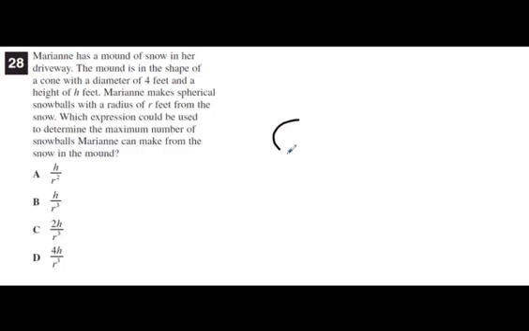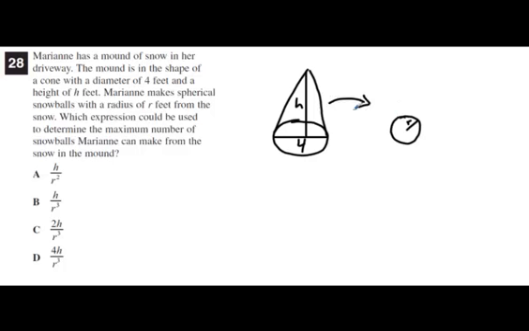So here we have our cone. And there we have our snowballs. Now let's put our information in. We know the diameter of the cone is 4 feet, and we know the height of the cone going straight up is h. We know the radius of the snowballs is r. Now they're not asking us how many, they're just asking us the relationship between the volume of the cone and the volume of the spheres that we pull from that cone.